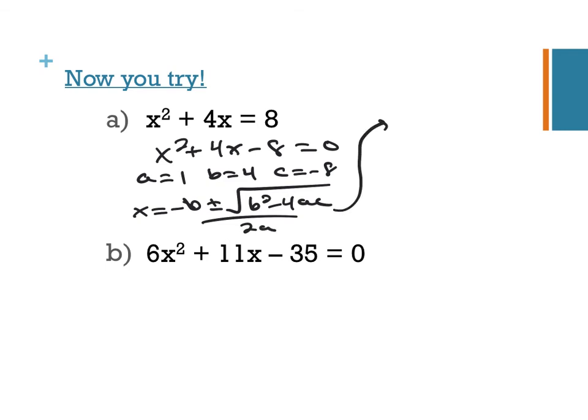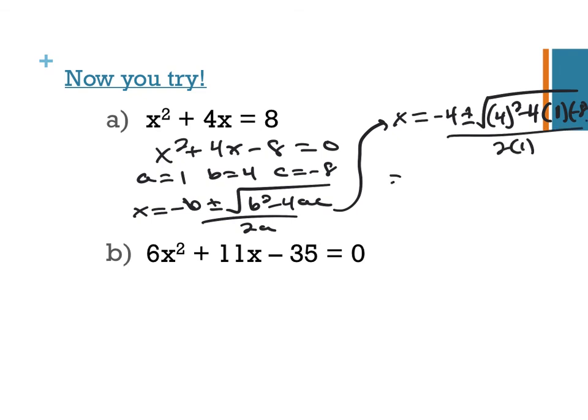So if I plug in everything here, it'd be x equals, opposite of b would be negative 4, plus or minus the square root of 4 squared minus 4 times my a, which is 1, and my c is negative 8, all over 2 times 1. If I simplify everything underneath that radical part here, it looks like I get 16 plus 32. And so I believe you should have got 48 underneath.